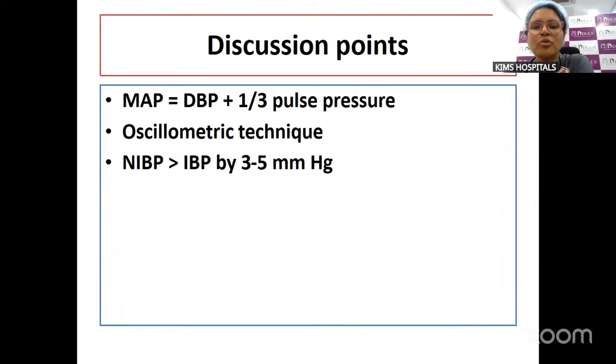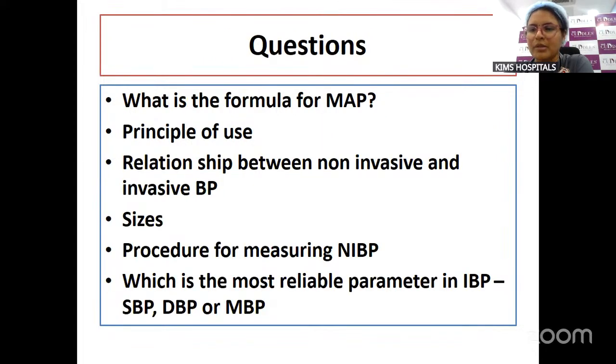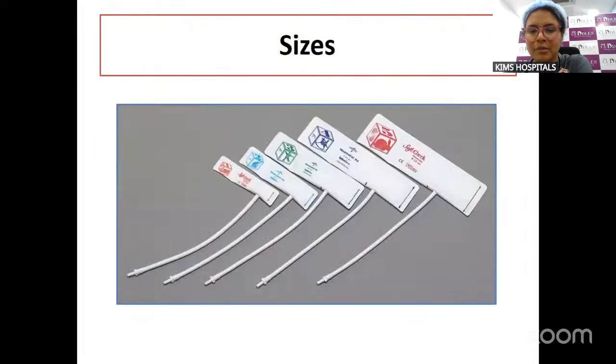The principle for use of the NIBP monitor is oscillometric technique. NIBP is usually more than the invasive blood pressure by 3 to 5 millimeters of mercury. So in a baby with hypotension, the NIBP can falsely overestimate the blood pressure and can masquerade shock in the initial phases. The multipara monitors come with 5 different sizes of BP cuffs, and these are the different cuffs.